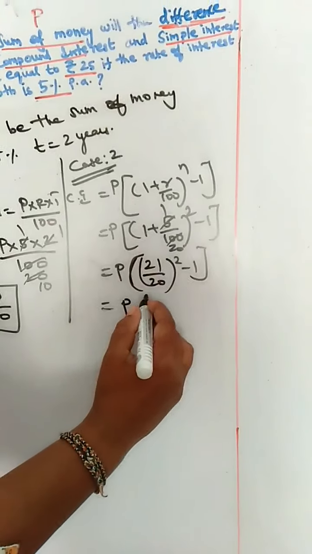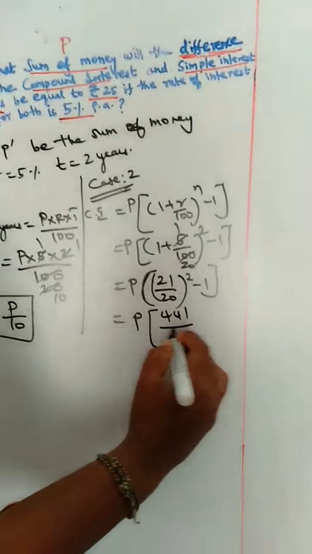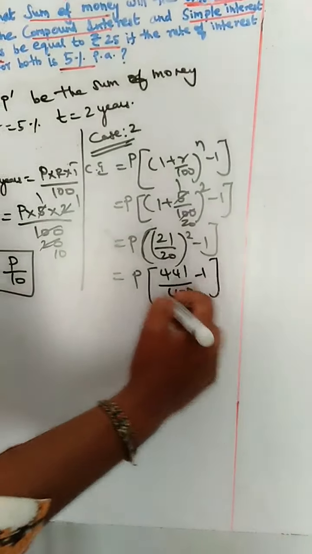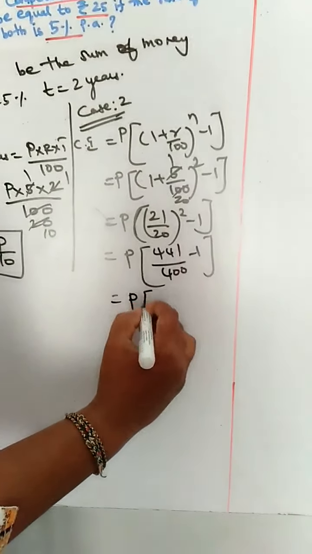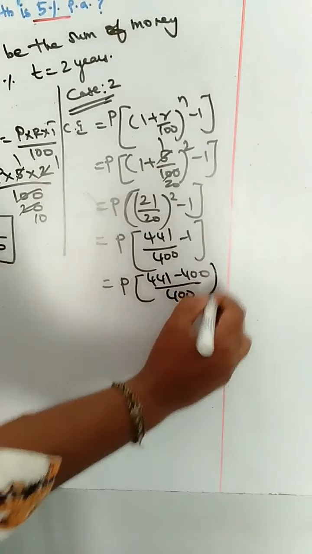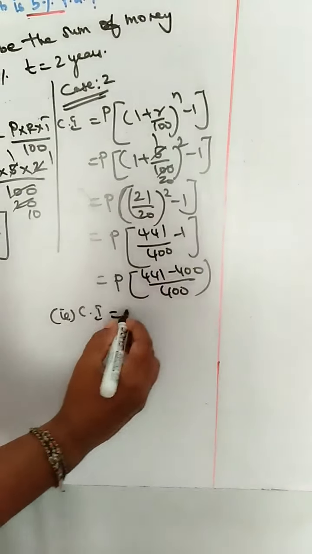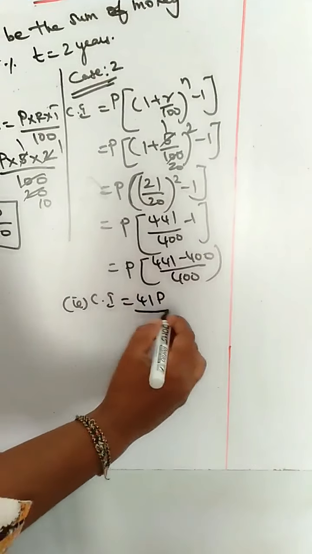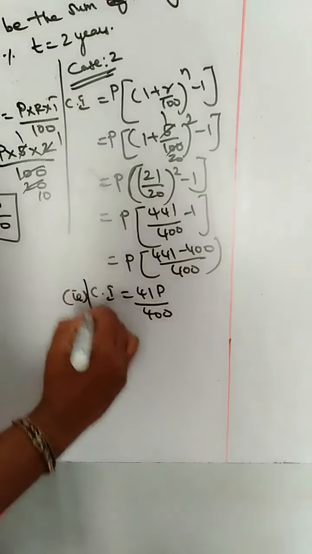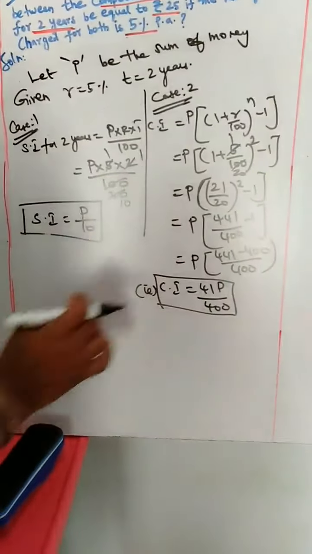Then after squaring, the numerator and denominator will be 441 by 400 minus 1. The next step, if you take LCM, we will be getting 441 minus 400 by 400. So CI equal to 441 minus 400 is 41, and P we write here, with the denominator 400. So we have found SI as well as CI.